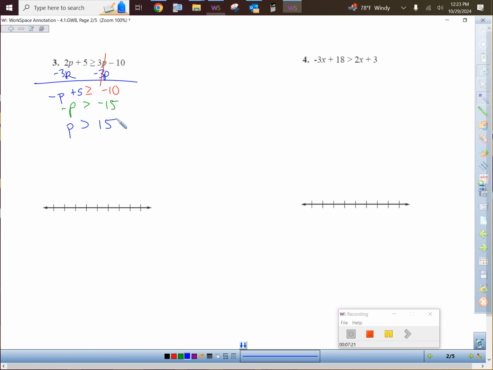I forgot to switch the symbol. Are you with me on that? You got to switch. Anytime you multiply or divide by a negative, we must switch the symbol. So then we'll go put 15 on our number line and put a few more buddies. Bigger to the right, smaller to the left. Open dot or closed dot?